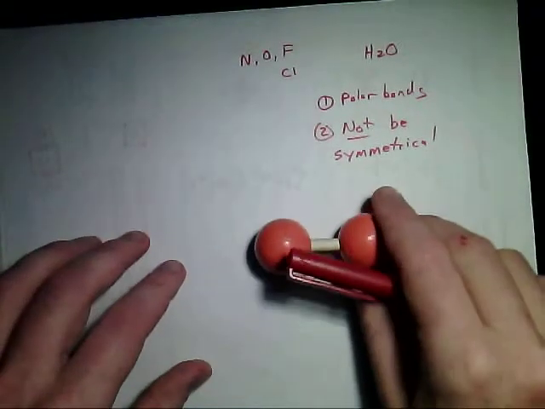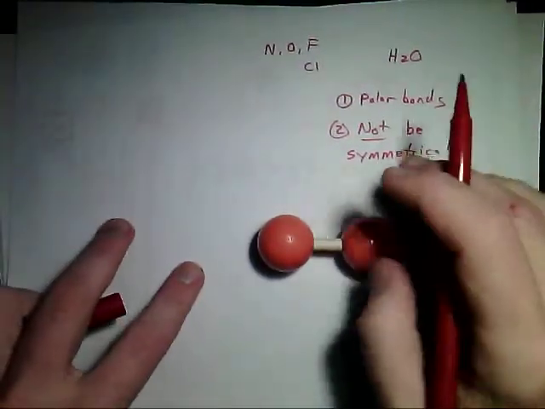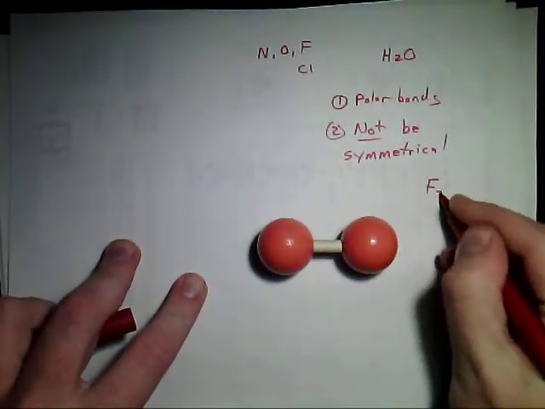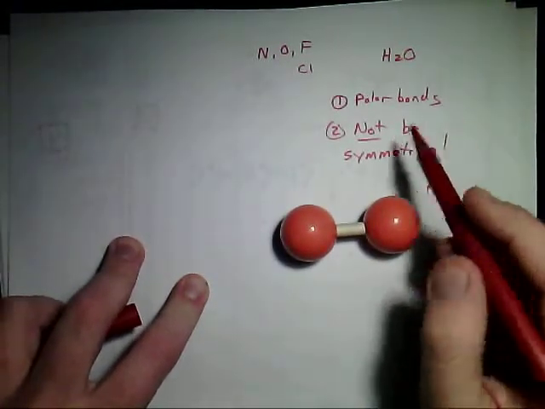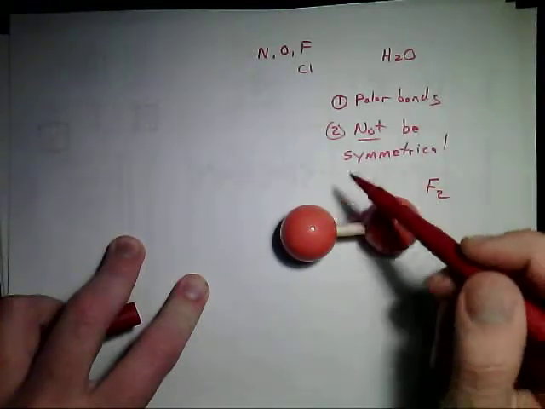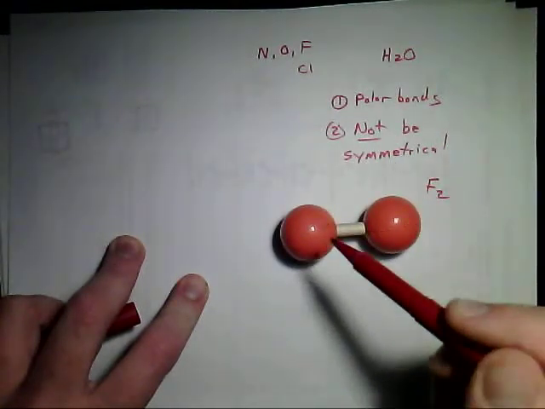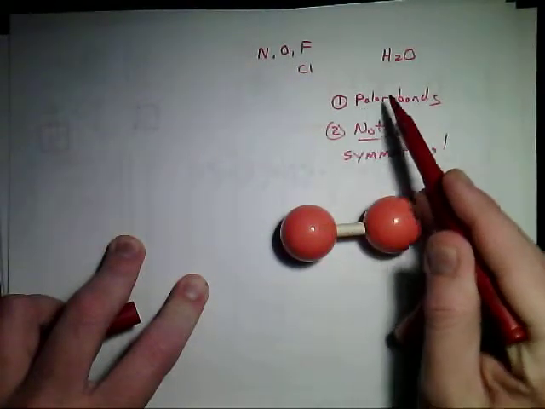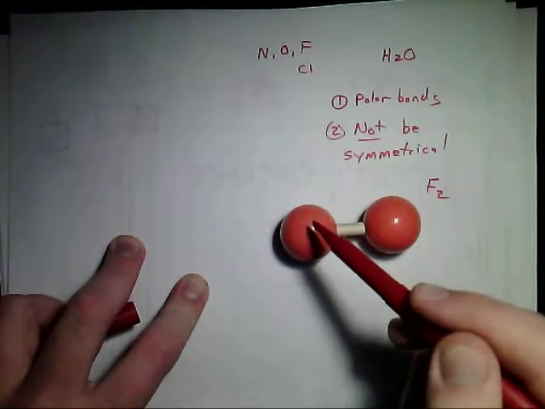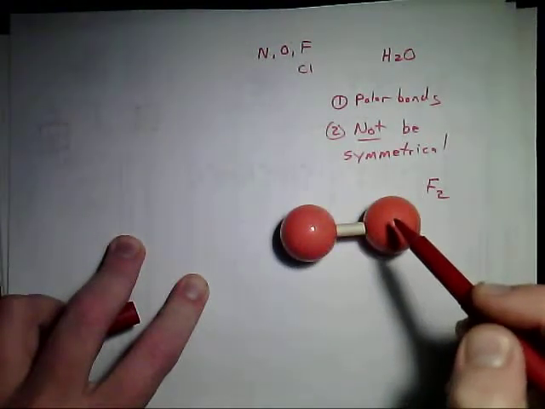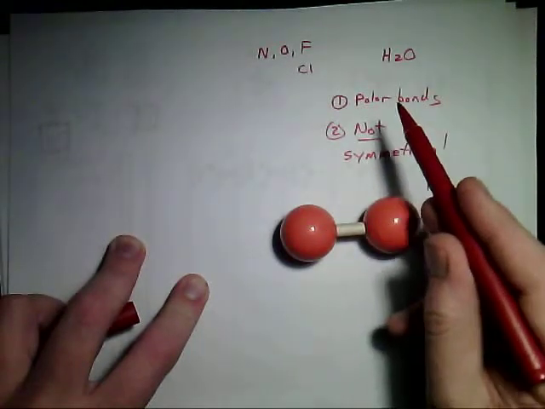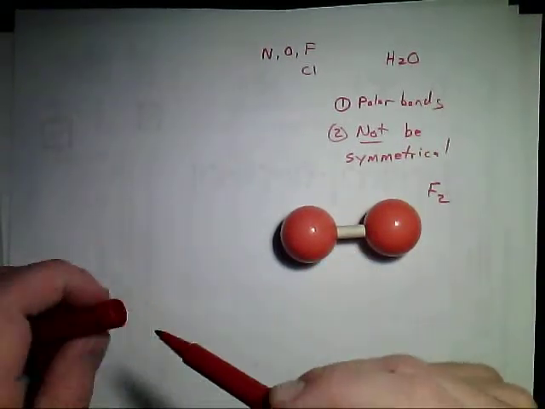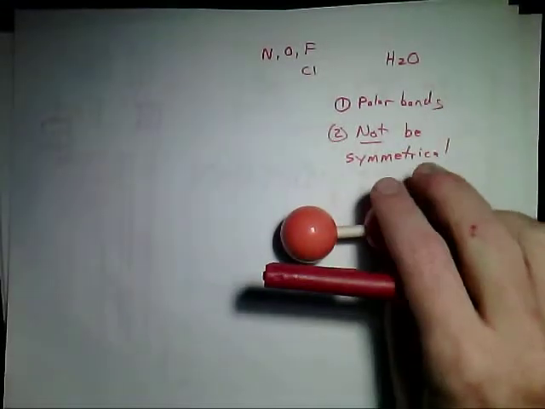Let's say this represents F2. Well, this molecule is not going to be polar. It meets neither requirement, actually. It's symmetrical. It doesn't have polar bonds either, though. Fluorine's electronegativity is 4, and the other fluorine's also is 4, so when you subtract those, it's 0, so it doesn't even have polar bonds. So it doesn't meet either requirement.